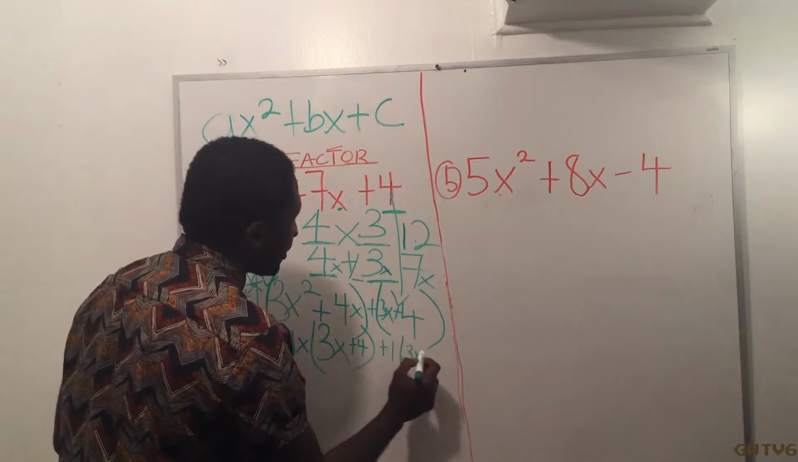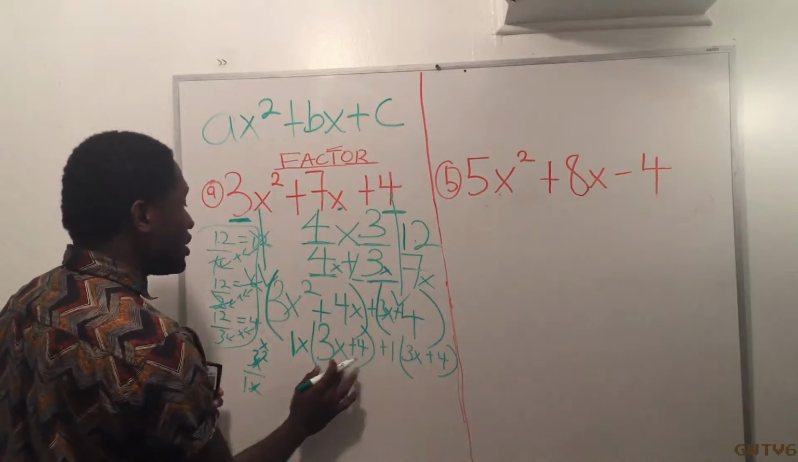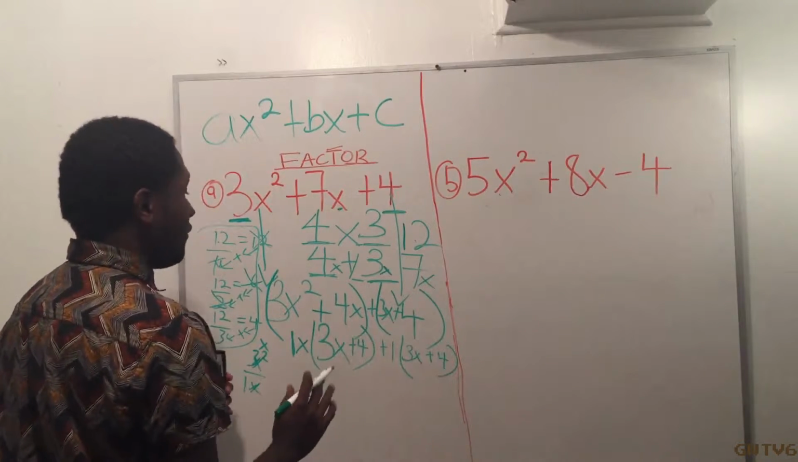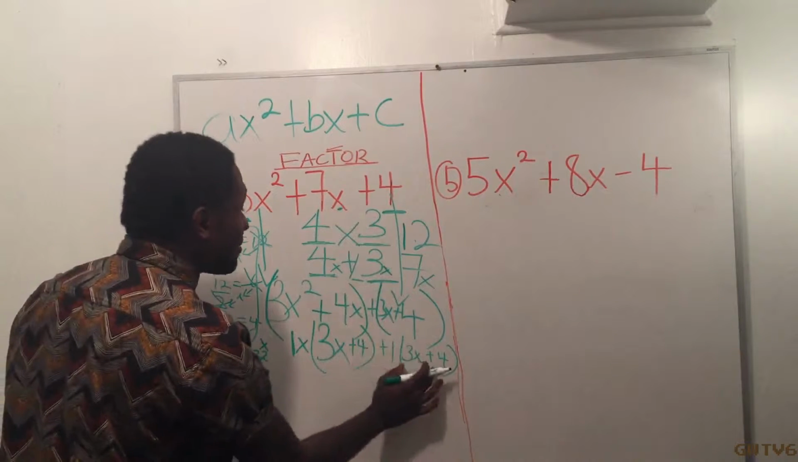4 divided by 1 is 4. And I know always these two have to be the same. If they're not the same, that means there's something wrong. I gotta go back and fix it. So they are the same.